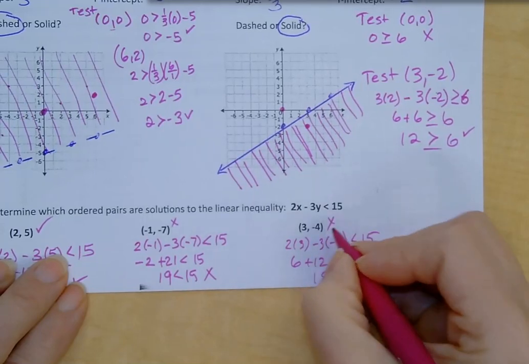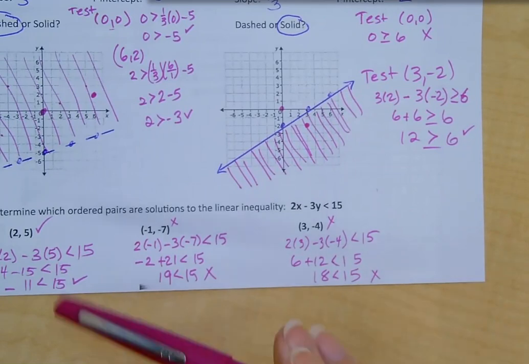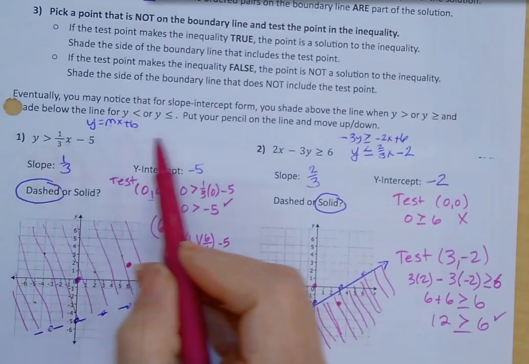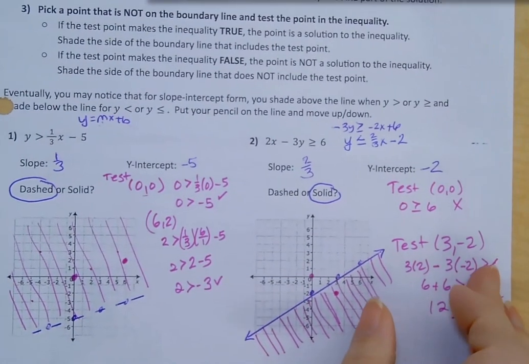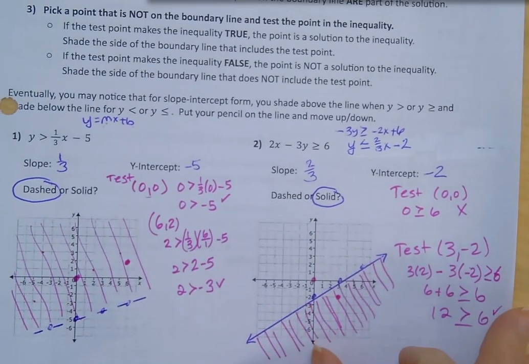Not true, so that is also not in my solution set. You can also type an inequality statement into Desmos, either one of these. You could type straight into Desmos. Desmos will give you a dashed line or a solid line appropriately, and then will also show you where the shading is. So that's a place that you can check your work.